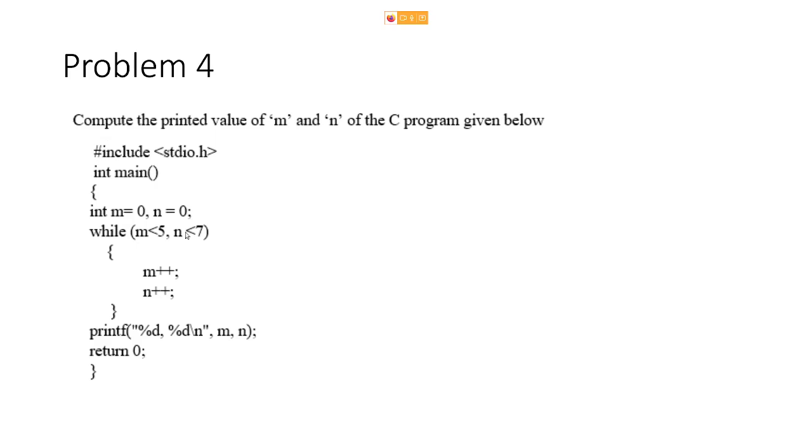What is the value of n when this loop condition becomes false? 7, 7. Sorry, 7, 7. When 6 less than 7 is true, it increments. After the incrementation, it will check for the condition. For that condition, it will be false. Then that is 7, 7, 7. So it will print 7 7.